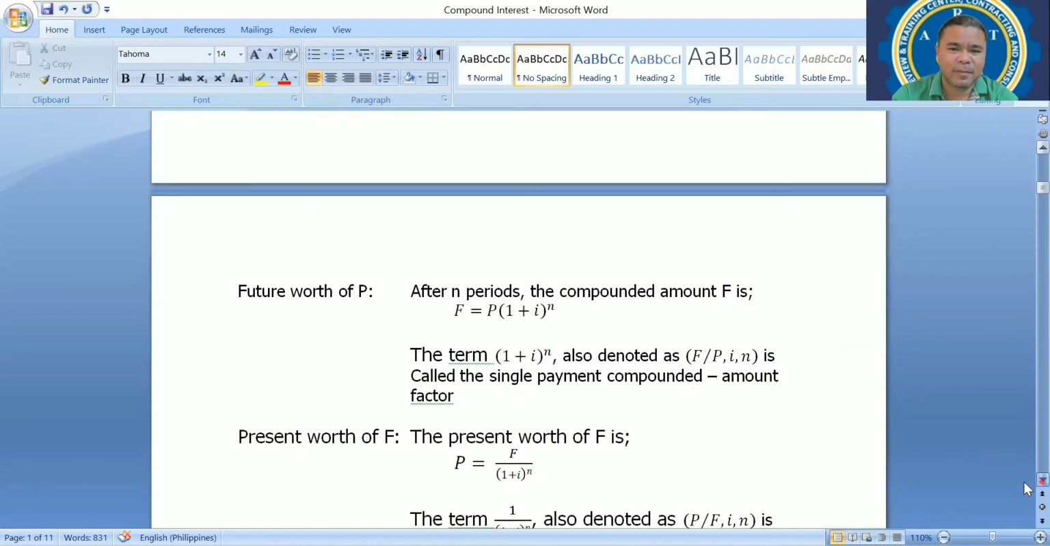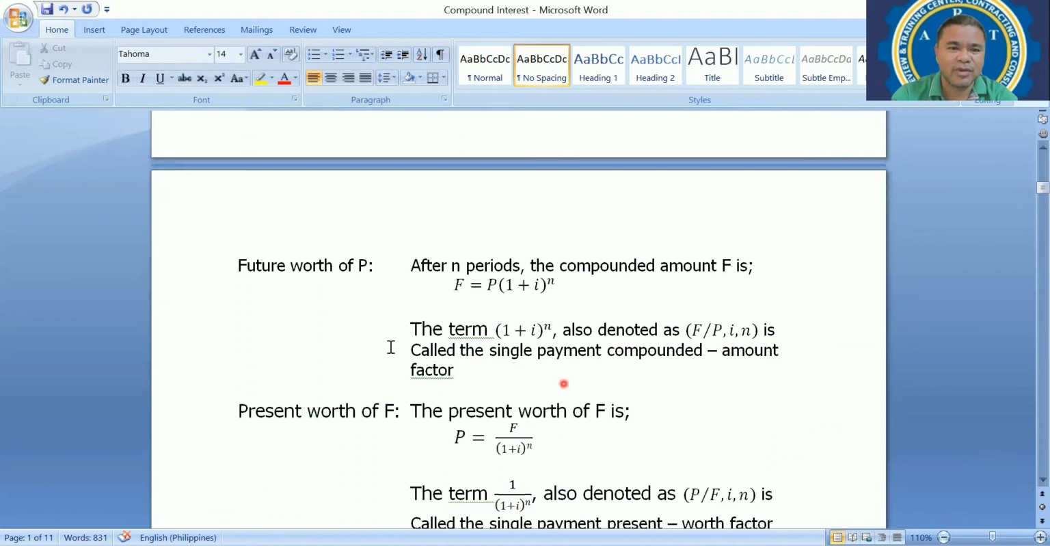The formula for the future worth of P after n periods, the compounded amount F, is like this: F equals principal times 1 plus I to the power of n. Unlike for simple interest, where future equals principal times 1 plus I T, or R T only, the interest rate times the time. Very simple. Then the interest is very low compared to the compounding.